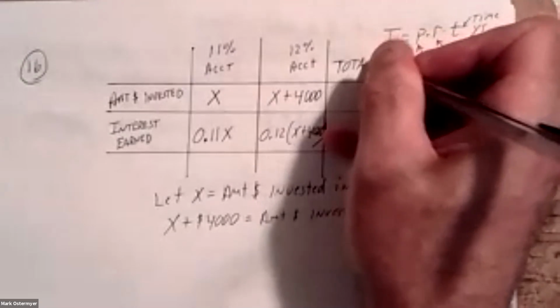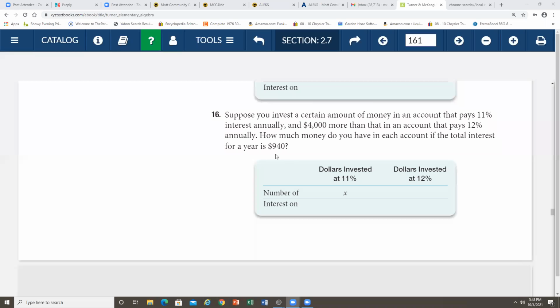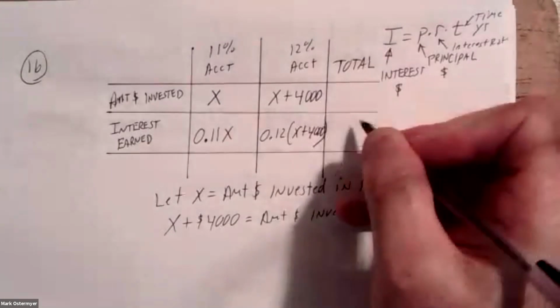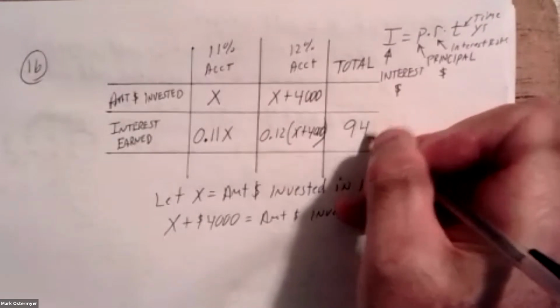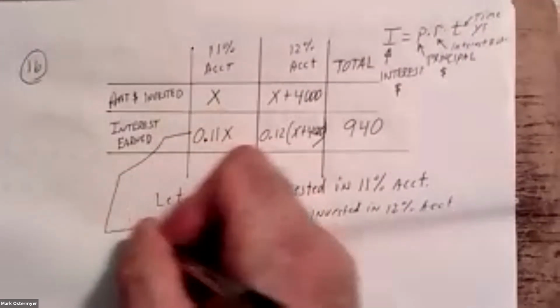But ladies and gentlemen, maybe we could have this last column be a total column. What was the total amount of interest that we earned after 1 year? $940. We earned $940 after 1 year in total interest. So therefore, the $940 total interest is going to go right here. This last row in our table is going to give us our equation.